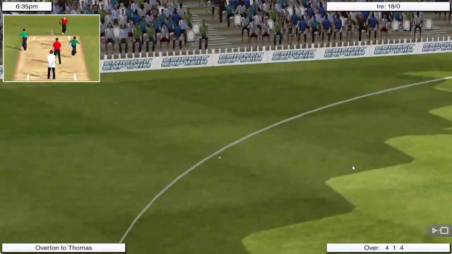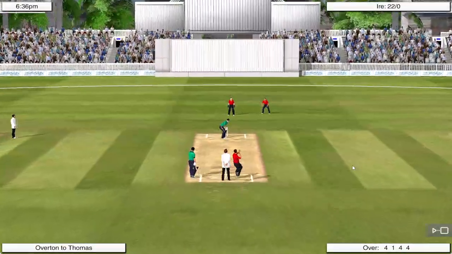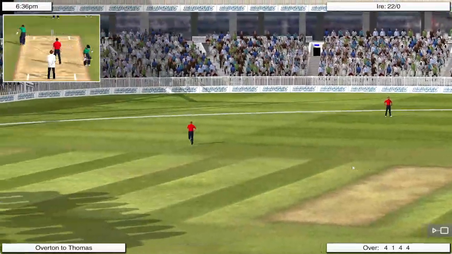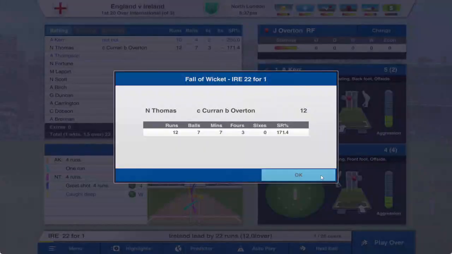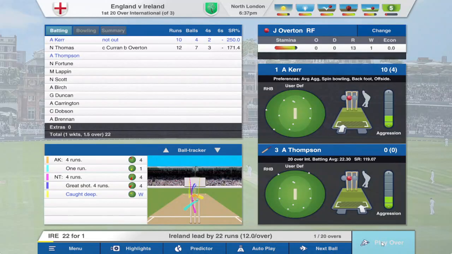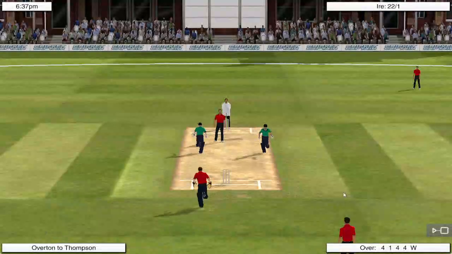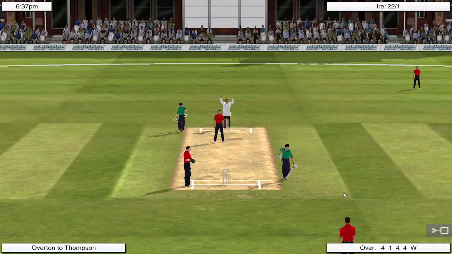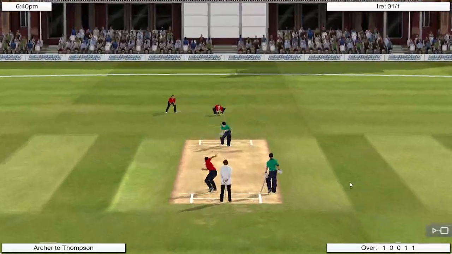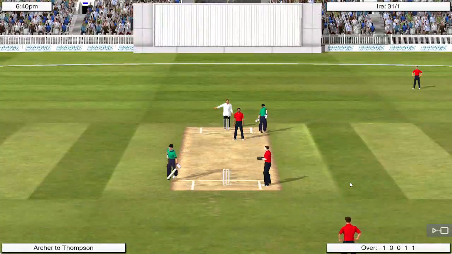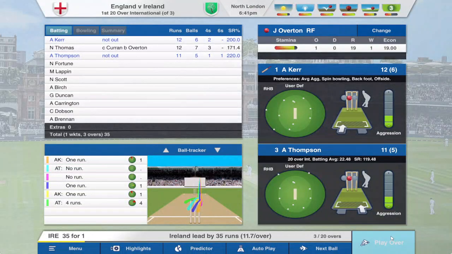So Jamie Overton bowling the second over, and he has been completely dominated here by the Ireland team. Can that be a chance? Yes, it is. 13 runs given, but he has taken the first breakthrough. Thompson walking in, and that is a fabulous hit out of the ground. Jofra Archer to bowl his second over. And that is a fabulous shot towards square leg for 4. 7 runs coming off that over.